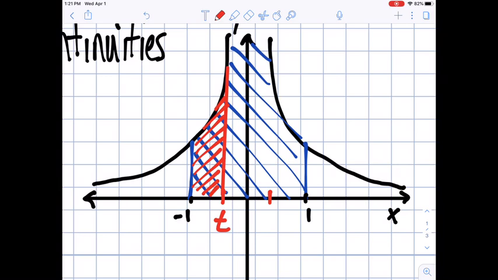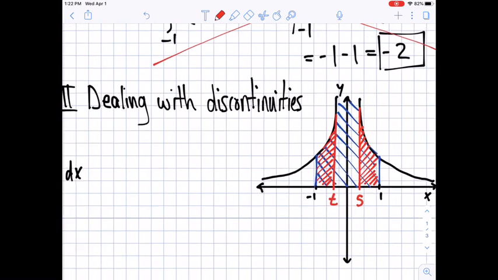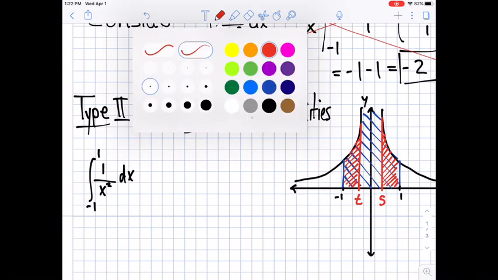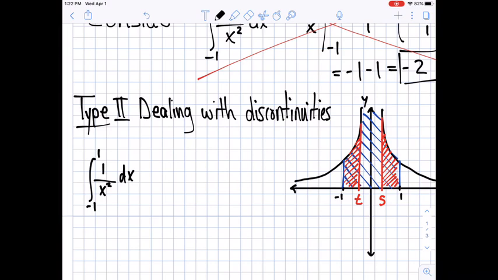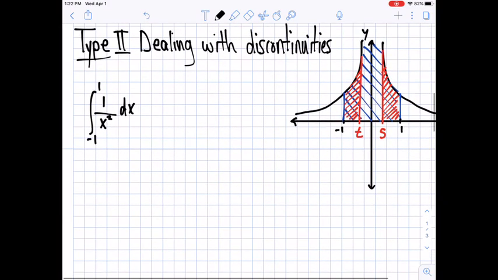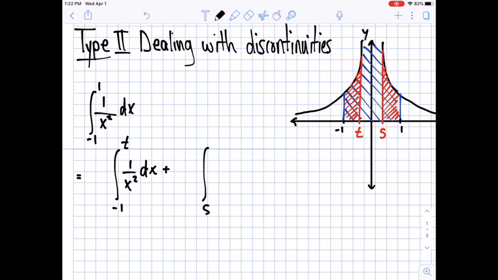And on the right, let's suppose that we can use here s. And our integral would look something like this. So instead of doing the complete integral all the way from -1 to 1, what we're going to do is look at two integrals. Okay, so one integral will be from -1 up until t of 1 over x squared dx, and then I will be adding that to the integral from s up until 1.